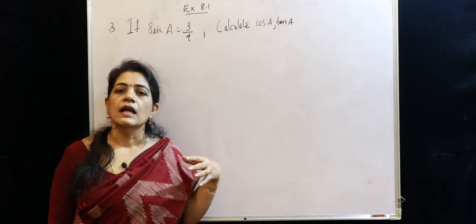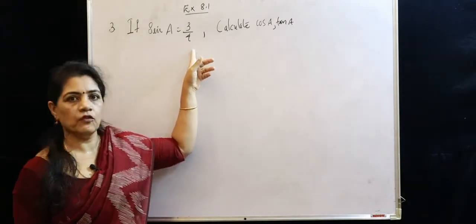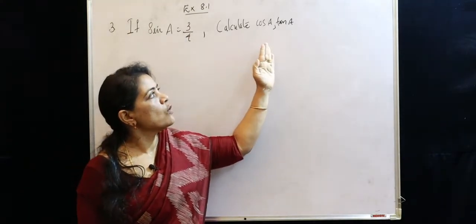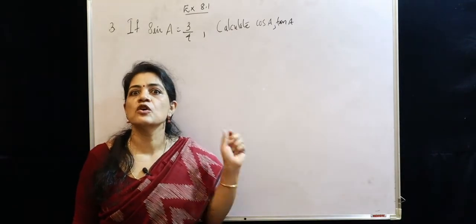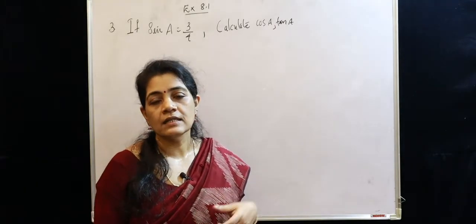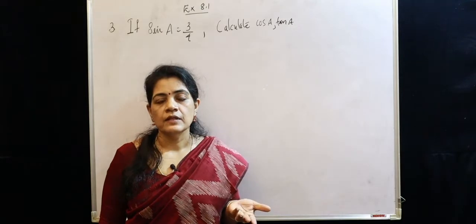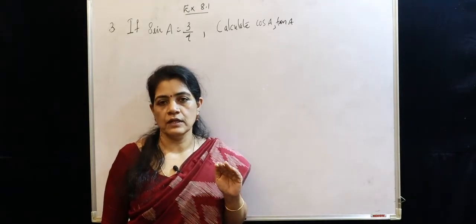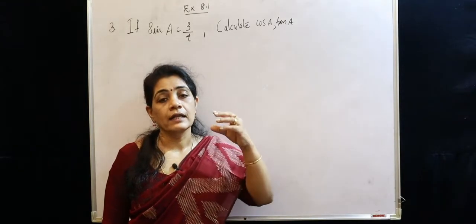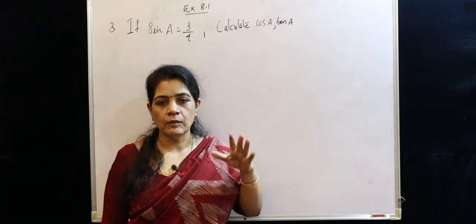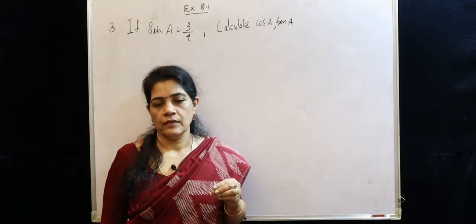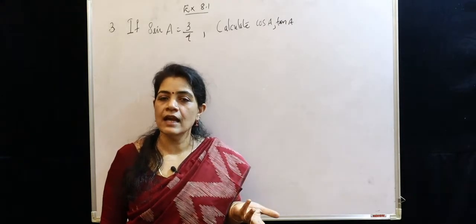Now we are solving the third question of this exercise. Here, if sin A is equal to 3 by 4, calculate cos A and tan A. The figure is not given. Meantime, children, it's a very important remark I am going to explain now. Since sin A is opposite side by hypotenuse, and the hypotenuse is the longest side, the opposite side is always less than the hypotenuse. That means sin A is always a proper fraction.